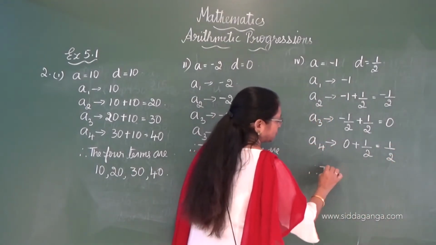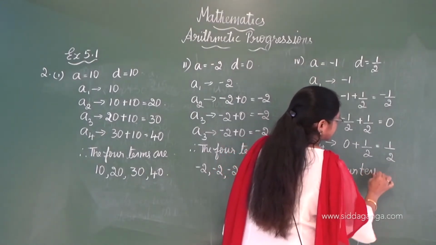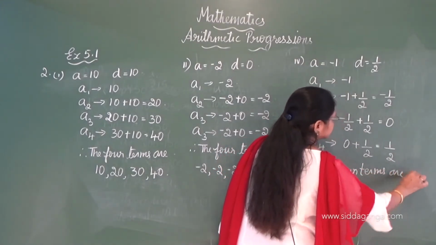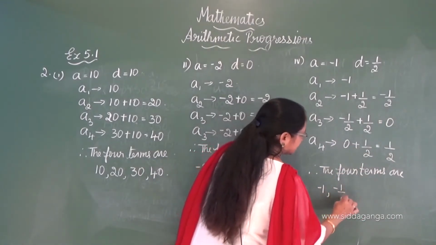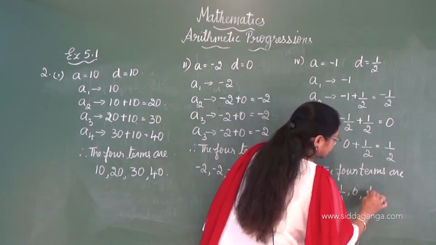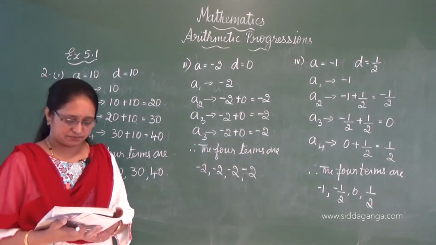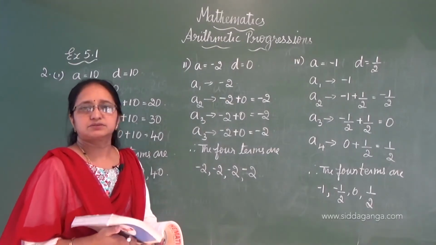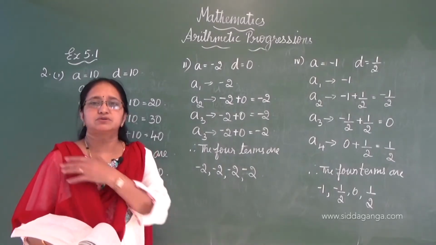Therefore the 4 terms are minus 1, minus half, 0 and half. So the 4 terms of an AP. So like this you can do the second main. Now I will move on to the third main.